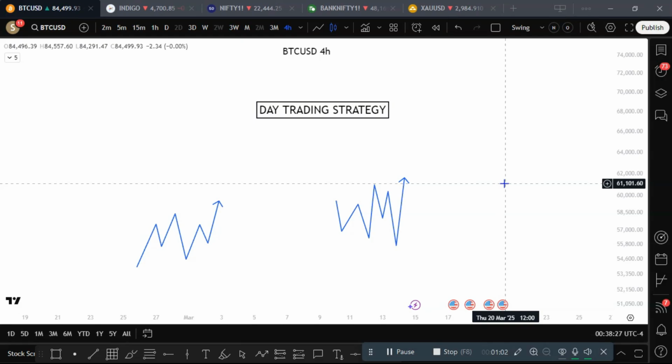So this is a simple day trading strategy which you can use every day, and we will use the 4-hour time frame for this, and for our entry we are going to use the 5-minute time frame. So the strategy is simple. Let me teach you in theory first, then we will see examples on the chart to get the clarity. So let's understand theory first.